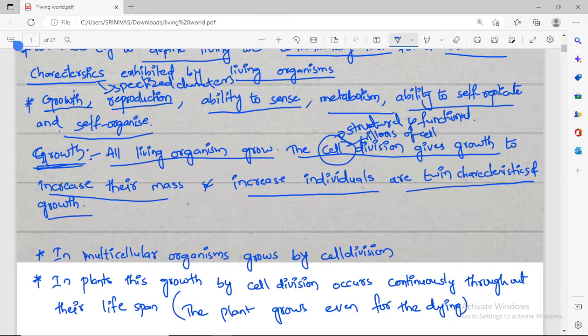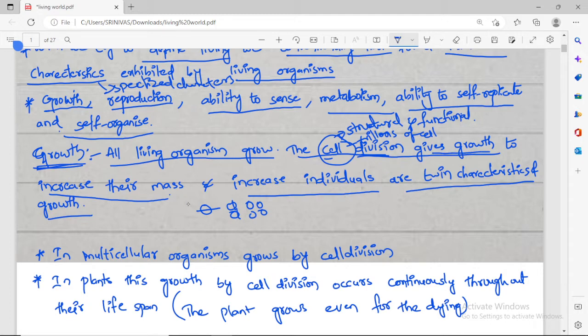And cell division means dividing, splitting. The cell divides to give more cells, and these more cells give growth. Here one cell divides to give two cells, two cells divide to give four cells. That's how the cell divides to give growth and increase their mass.